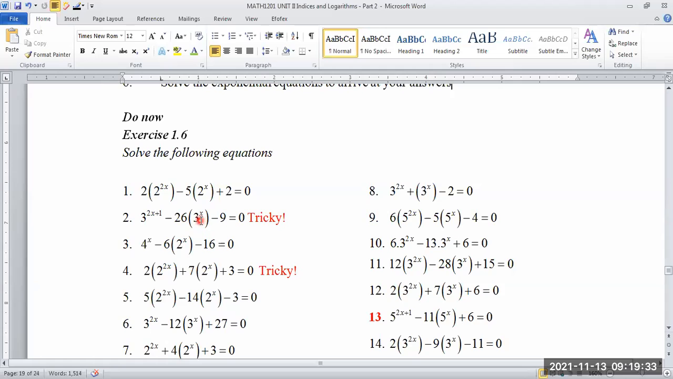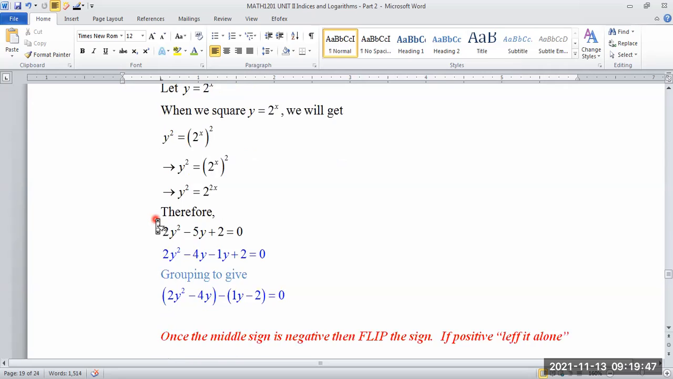You will say, but sir, this is smaller and bigger, because I was expecting to see 3 to the 2x. But no, sir, I'm seeing 3 to the 2x plus 1. Sir, what is going on with this? It's not a problem. Let me just show you what that is.